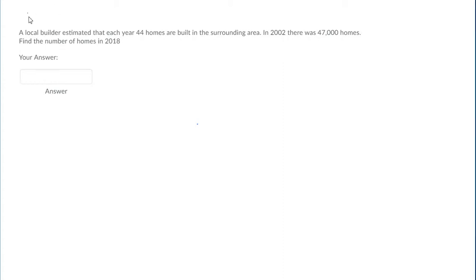Okay, hi. So this is problem number 1. And in this problem, we are building 44 homes each year. Okay. So that's every year, once a year. And we're beginning with 47,000 homes.